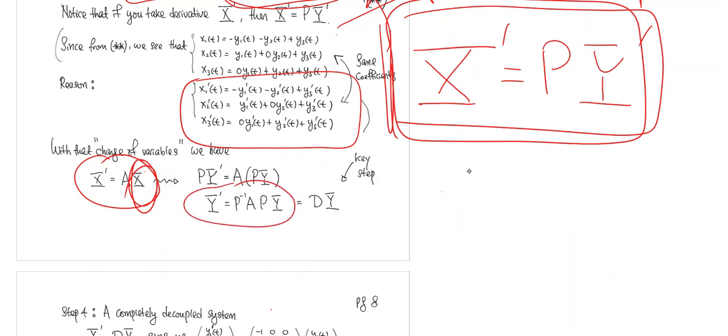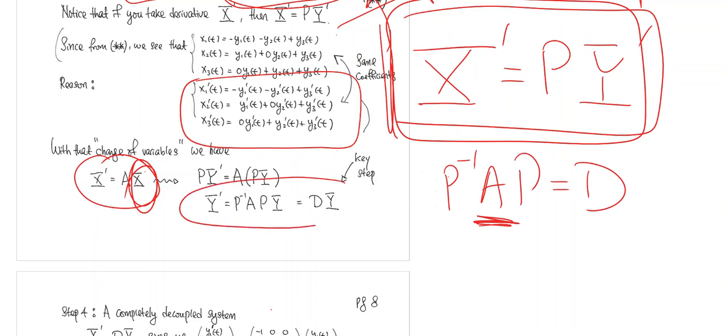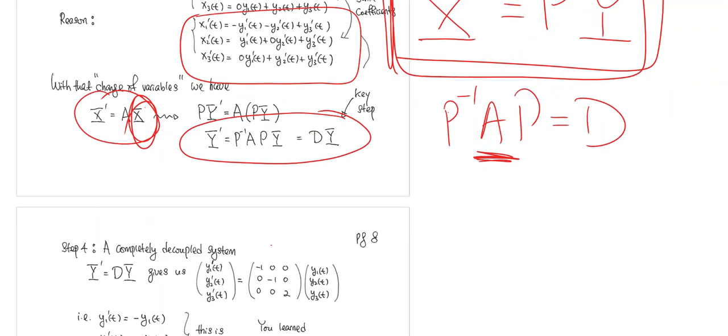And now this is the key. P inverse AP right here is our D, right? P inverse AP is our D. That's the diagonalization process. This is how you diagonalize matrix A. So P inverse AP is equal to D. So now your system of equations is y prime equals Dy. So now you have y prime equals Dy.